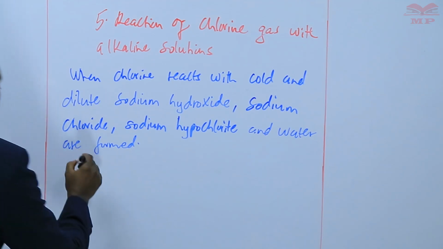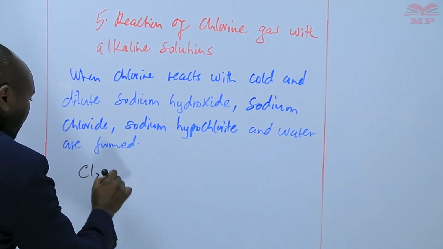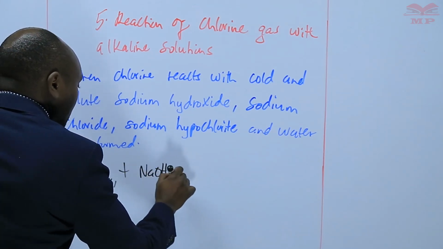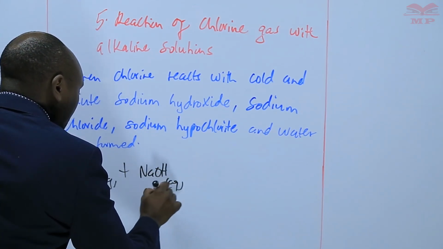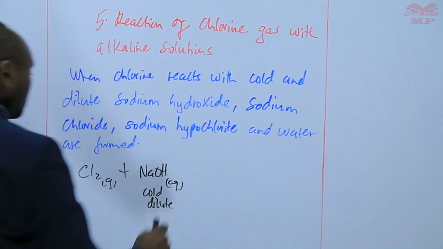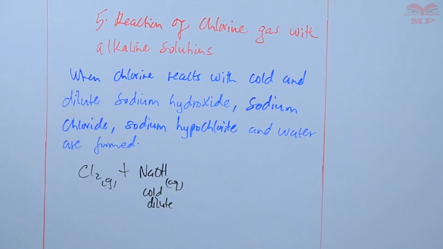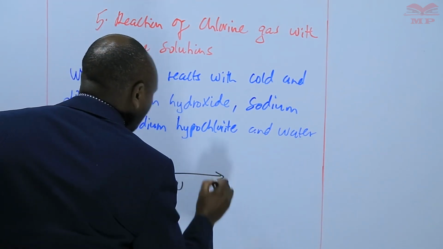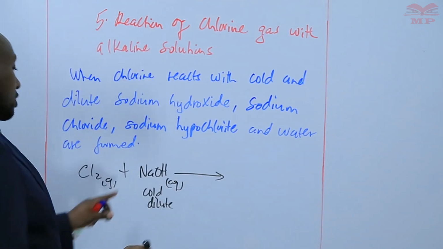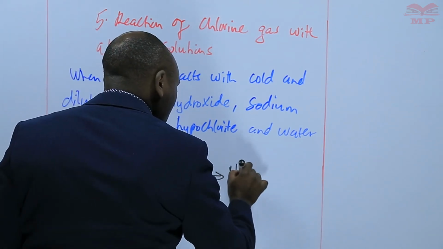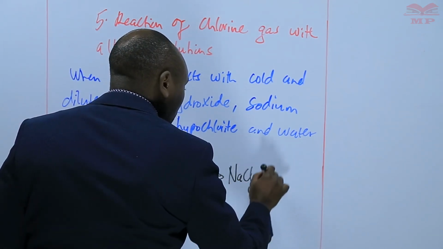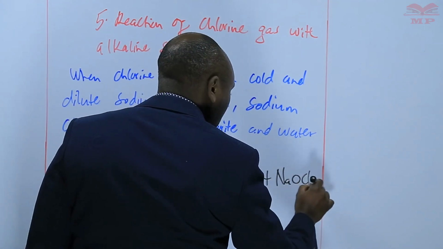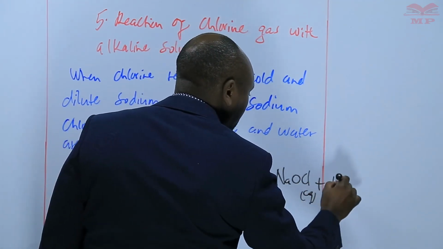So we have chlorine plus sodium hydroxide, cold and dilute. Temperature is very, very important, and also the concentration in this particular reaction. In this, we'll get sodium chloride. We'll also get sodium hypochlorite plus water.